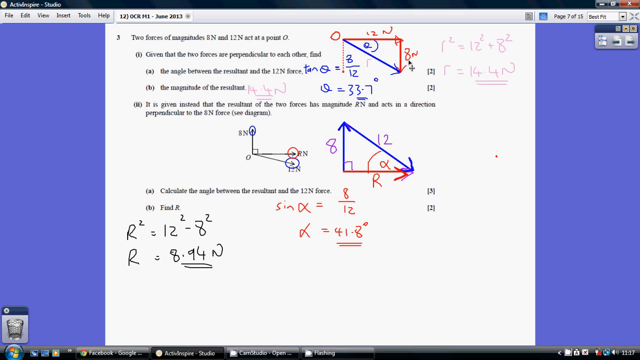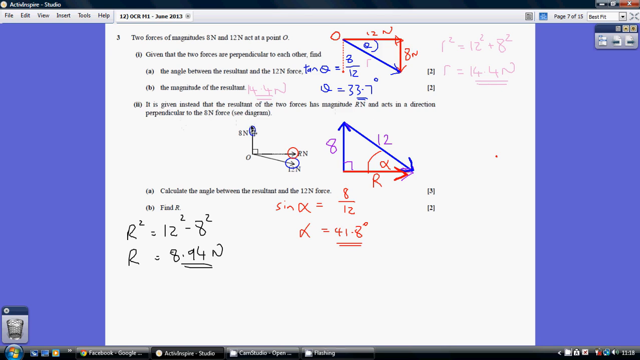So we've got an opposite of 8 and adjacent of 12, so tan theta is 8 over 12, theta is 33.7 degrees. Now the magnitude of the resultant, that's the size, the length of this resultant force, so clearly this is Pythagoras, so r squared equals 12 squared plus 8 squared, r equals 14.4.